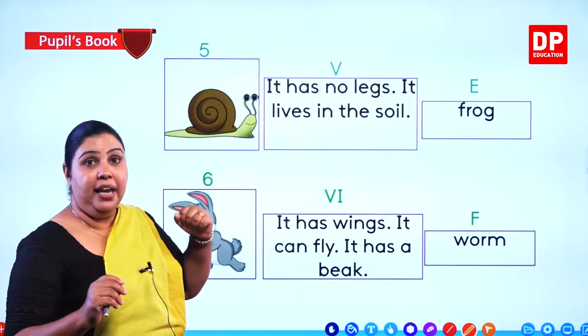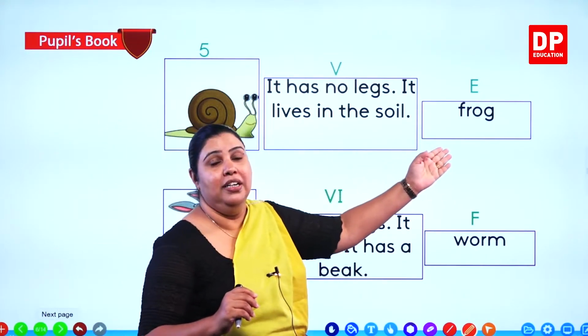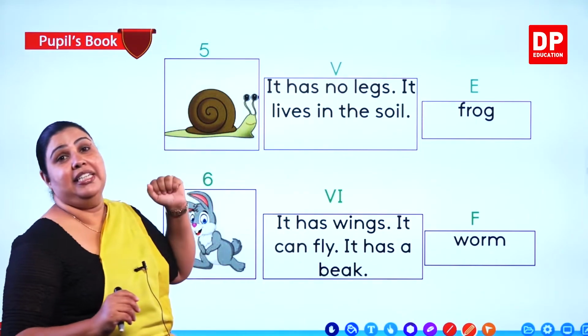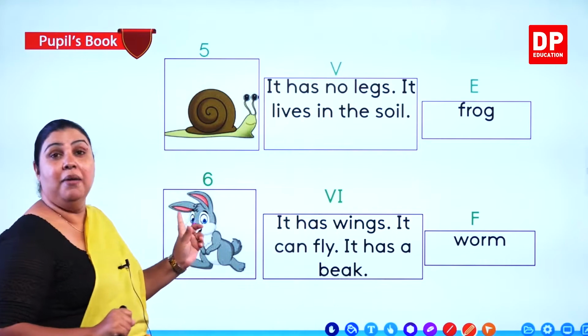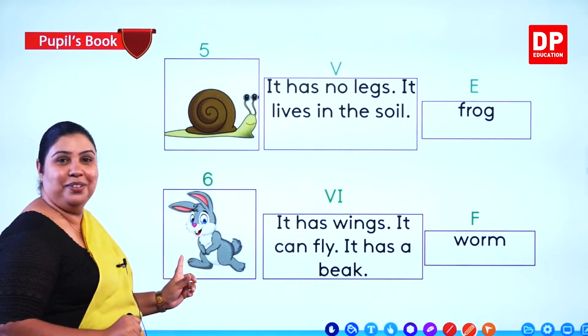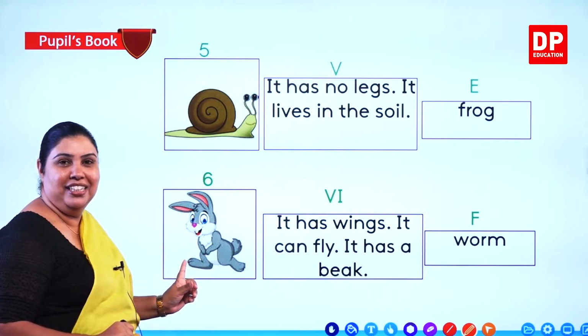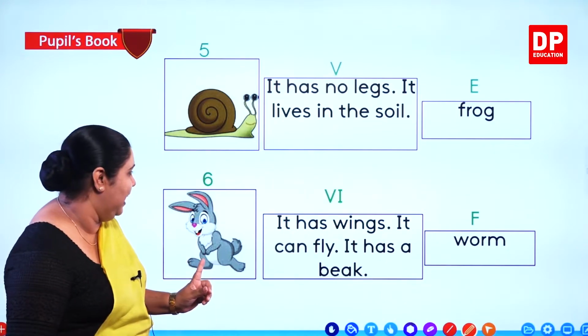It is the worm. But what is the name? The name is frog. And the picture is snail. So they are all mixed up. We will sort it out. Now number 6. Number 6, look at this cute little rabbit. Right? We'll read the description and see.